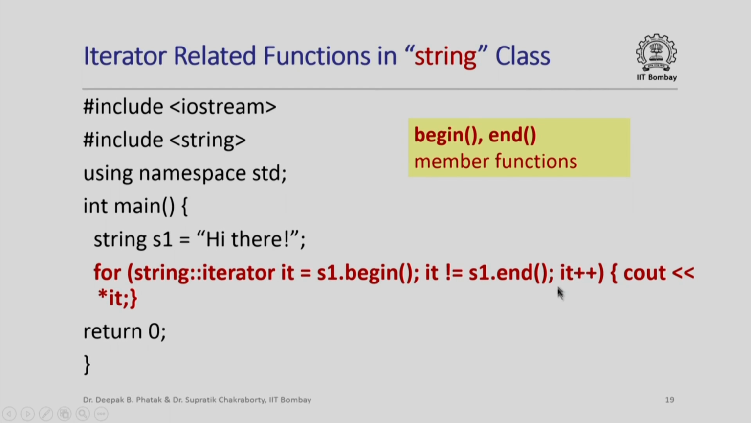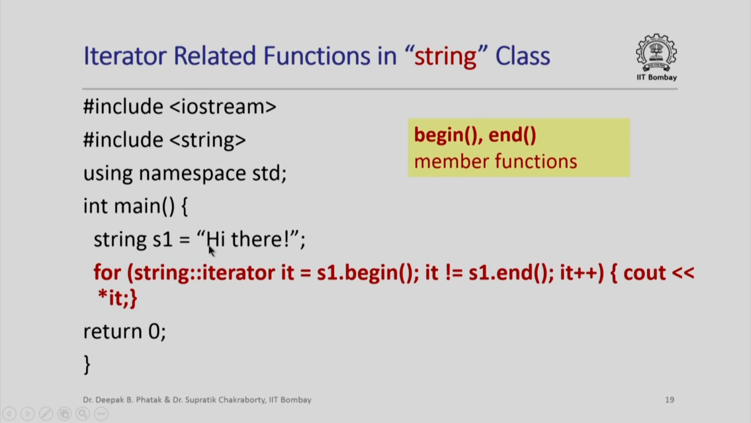What am I going to do in this for loop? I am going to do IT plus plus, so that allows me to iterate through the different characters in the string, and how long? Until I reach S1.end. S1.end gives me the iterator which is after the last character in the string. So until I have reached S1.end, I can print out star IT. Basically I am printing out the characters in the string one by one starting from H. S1.begin will make IT point to H.